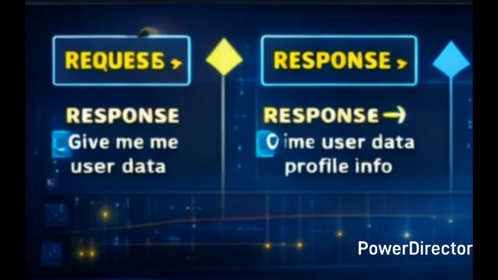APIs work in two main steps. It makes a request. This is what you ask for. Example: give me user data. Secondly, it gives a response. This is what you get back. Example: name, email, profile info. So every API interaction is request and response.